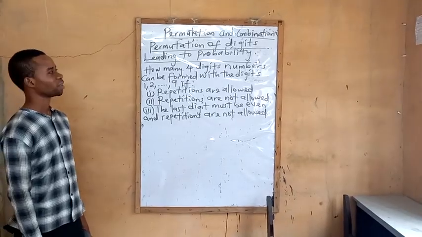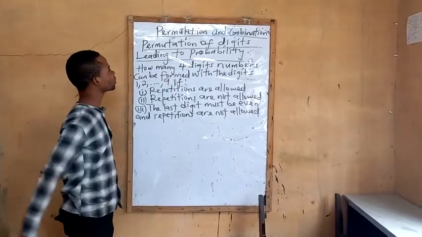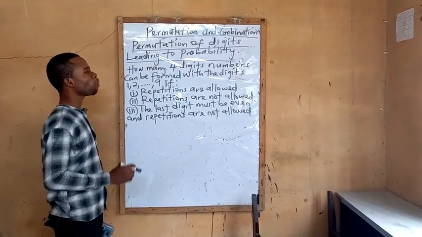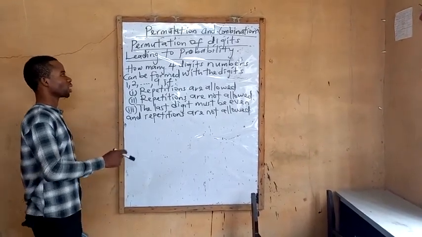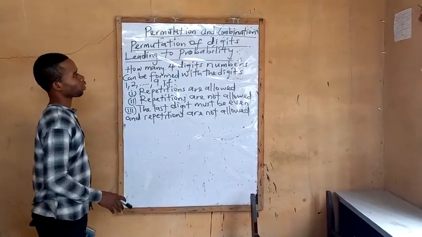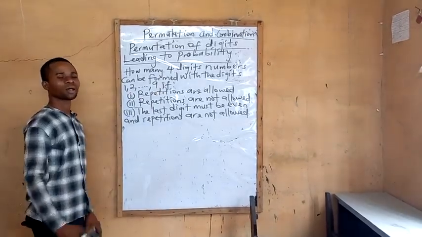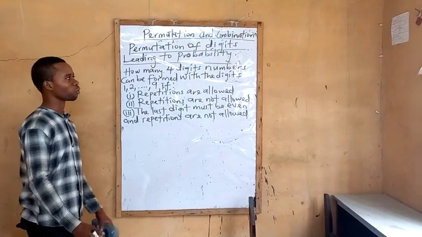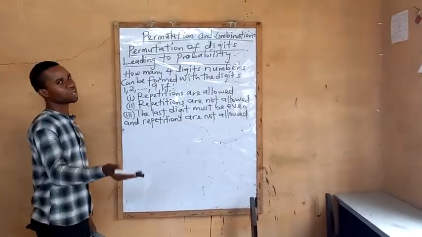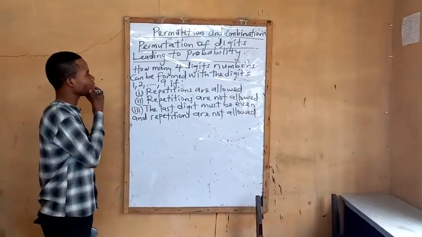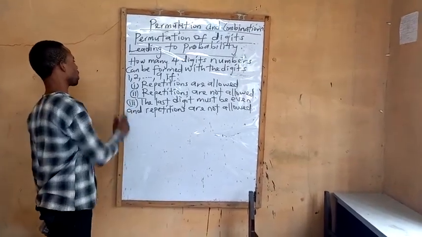Now, permutation of digits leading to probability. But before we take examples of one that will actually lead us to probability straight, let's talk about this, so that it will be much easier for us. After this, you can take two that leads to probability, and that's all about the permutation of digits. Now, look at these examples on the board.